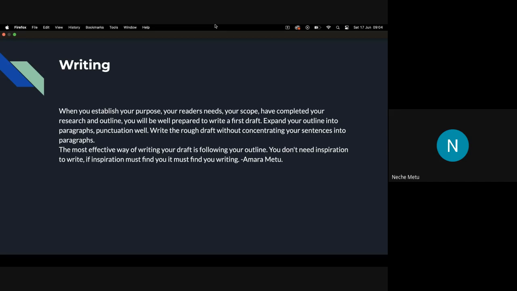So now you want to expand your outline into paragraphs. You use your proper punctuation, usage, abbreviations, your keywords, and then you write your first draft without worrying too much about perfection. You have to know to concentrate on your paragraphing and all that. So you have to now write your first draft. When you have gone through from step one to step four, you're ready for your first draft.